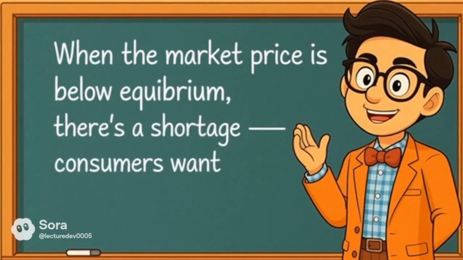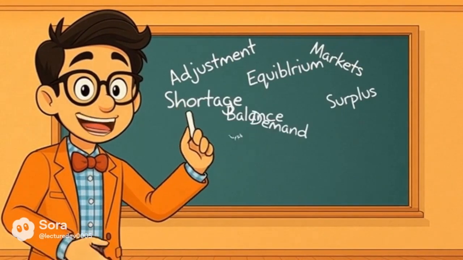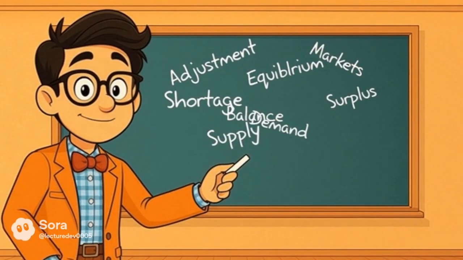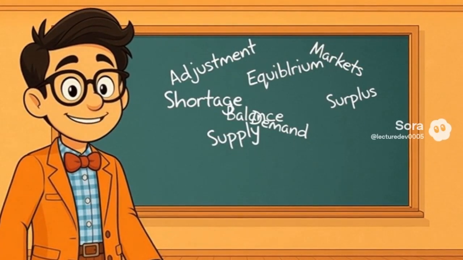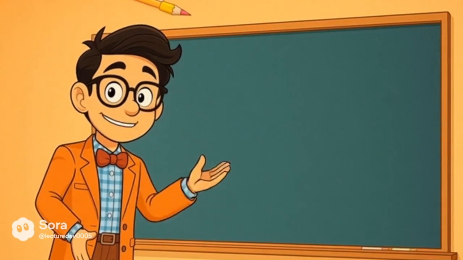When the market price is below equilibrium, there's a shortage. Consumers want more than producers are supplying, so prices are pushed upward. Through this process of adjustment, markets tend to settle at equilibrium, where there's no shortage or surplus, just balance between supply and demand. Here's your first question.